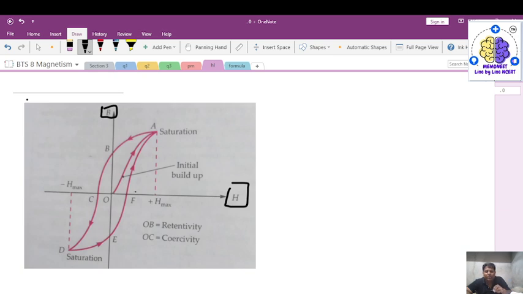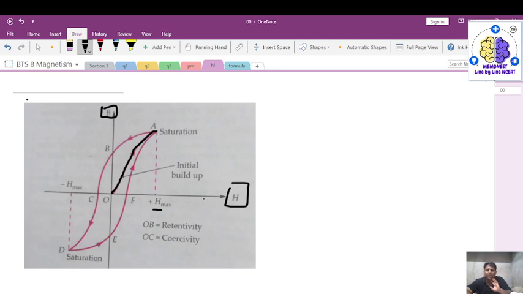As we increase the value of H, you can see the value of B goes on increasing like this, right? Now this is the value of H max. Beyond this, there will be no effect of magnetization in the substance. If you go on increasing H, that is the intensity of magnetization, there will be no further magnetic induction in the substance.